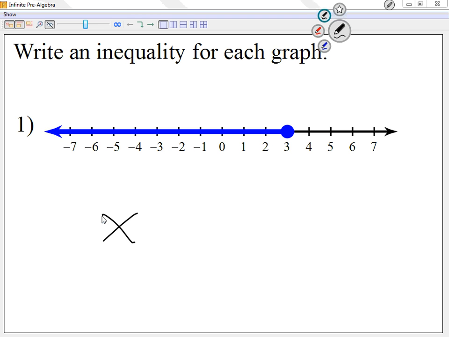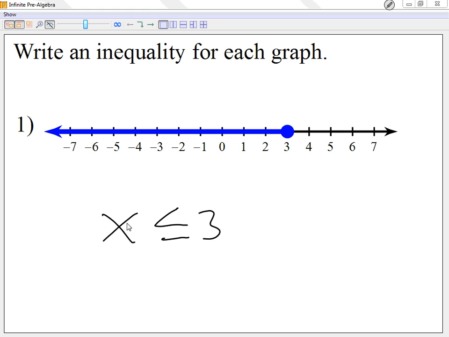Looking at my arrow, it's a 3, it's a closed circle. It's a closed circle at 3, and it goes towards the left. So I'm going to go less than or equal to 3. That's all I'm going to write. Like I give you guys a graph, you give me the inequality. After question 10, you will have to figure out the inequality and graph it. Like I said, for right now, I give you guys the graph, and you give me the inequality.